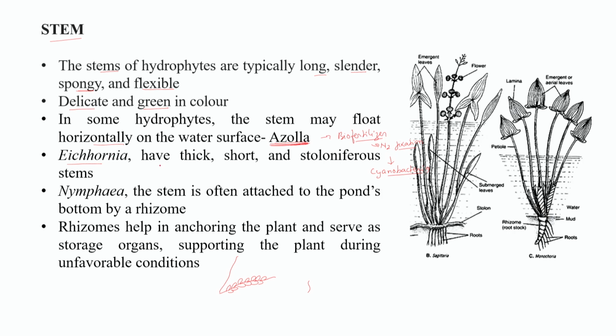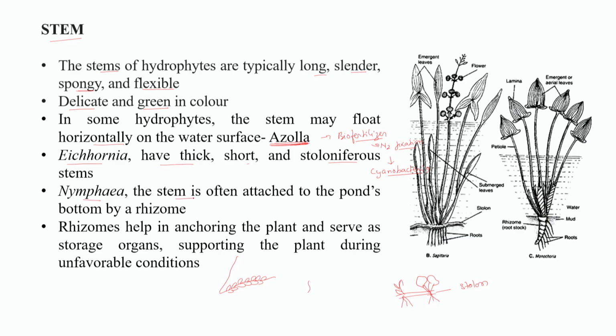In Eichhornia, the stem is thick, short and stoloniferous. We have learned about runners and suckers. In these runners and suckers, you have seen that this is a means of vegetative propagation. The stem is horizontal, roots come out from the downward side and the leaf comes out on the outer side. In water bodies also, in Eichhornia the stem is stolon-like and horizontal, from where the root and the leaf will come out. So it is modified in that way.